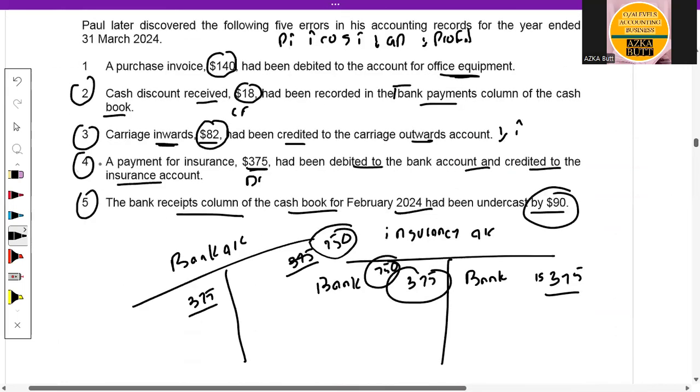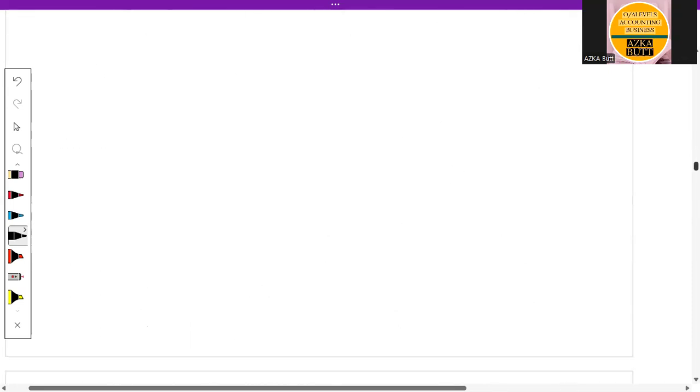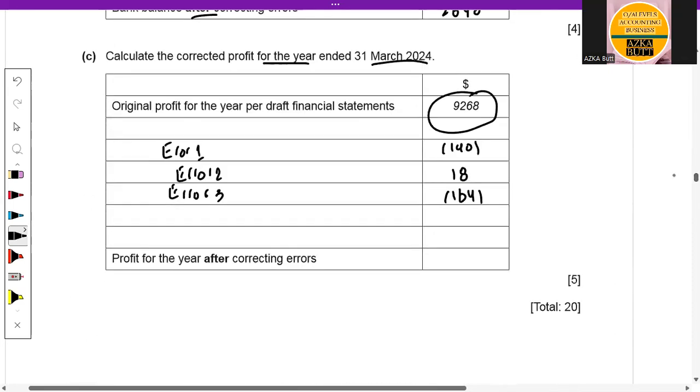Okay, so if you see error four, a payment of insurance 375 had been debited to the bank account and carried to the insurance account. But now we debit the insurance account and we know that insurance is an expense. So it means that expense has increased. That's why we will be deducting 375 from the profit in the draft financial statement. So profit for the year after correcting errors would be 8232.